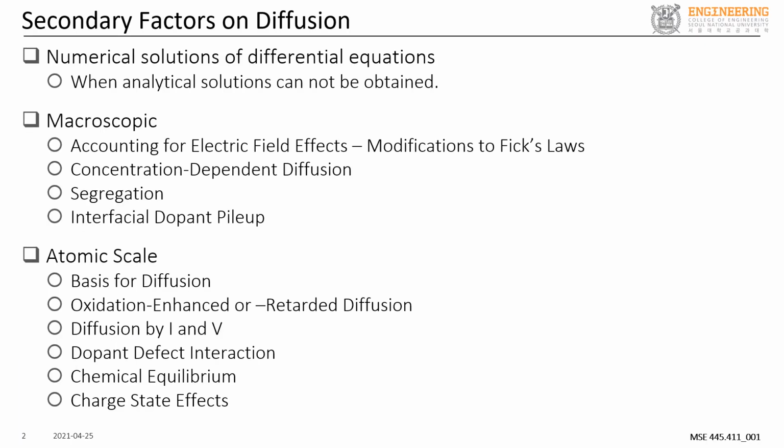So in part 2, we are going to talk about the secondary factors on diffusion, which we didn't consider in part 1. In part 1, we obtained several analytical solutions when we had clear and certain boundary and initial conditions. However, if the analytical solutions cannot be obtained due to the secondary factors and others, we need to use the numerical solutions instead. So we are going to see what kind of numerical solutions we can use.